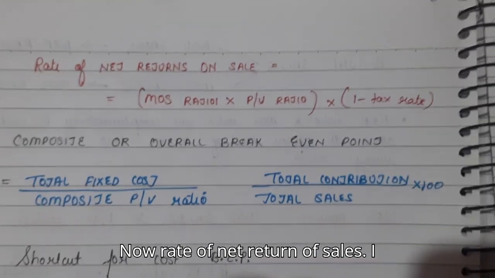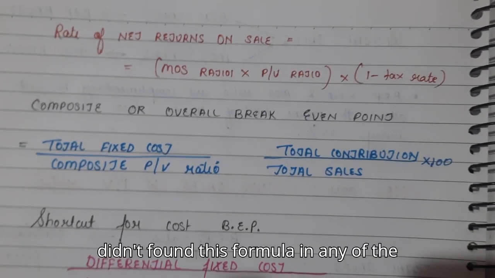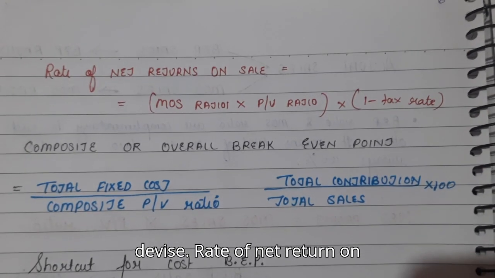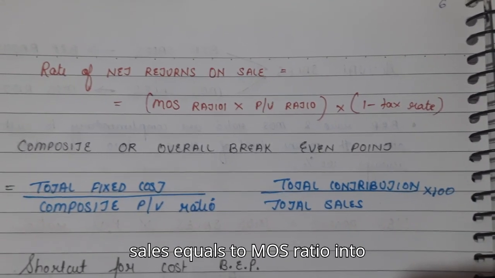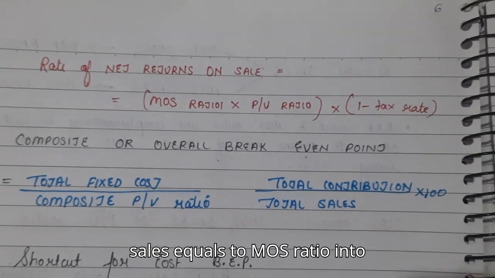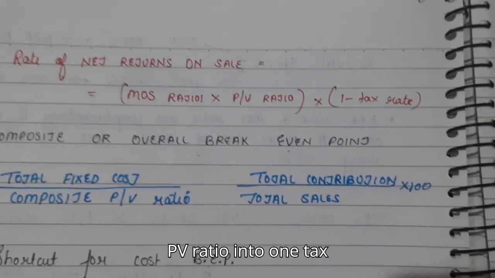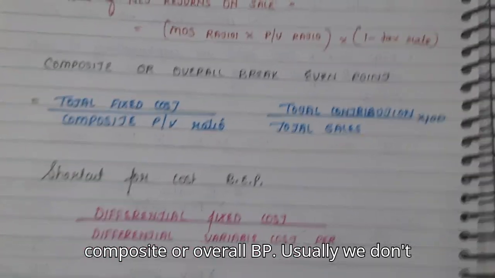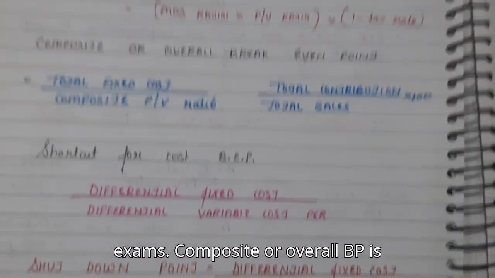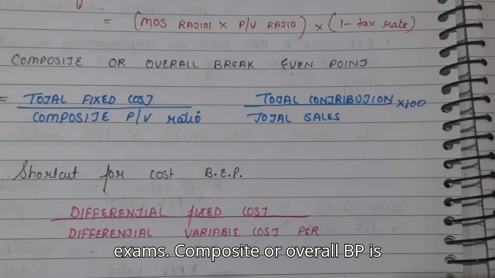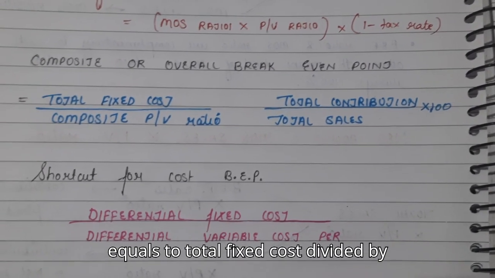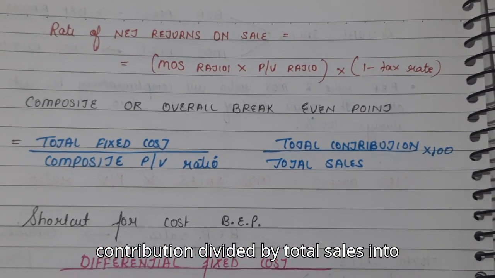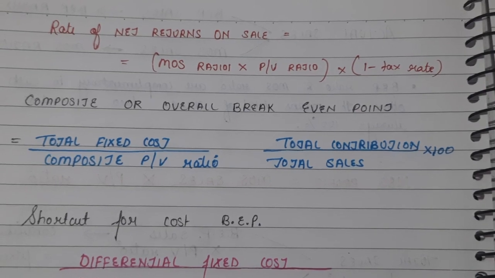Now rate of net return on sales. I didn't find this formula in any of the questions, but if it is there, we should revise. Rate of net return on sales is equal to MOS ratio into PV ratio into 1 minus tax. Composite or overall BP. Usually we don't revise these formulas and forget in exams. Composite or overall BP is equal to total fixed cost divided by composite PV ratio, that is total contribution divided by total sales into 100.